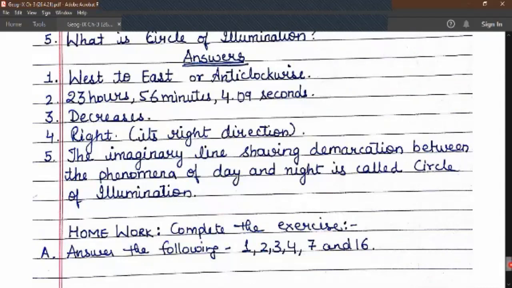Now students, your homework is you have to complete this exercise. A part, answer the following. Question number 1, 2, 3, 4, 7 and 16. I hope you all have understood the topic very well. So you all are required to read the chapter at least twice and complete the exercise.